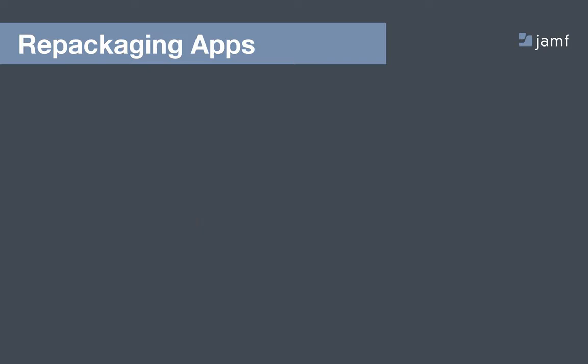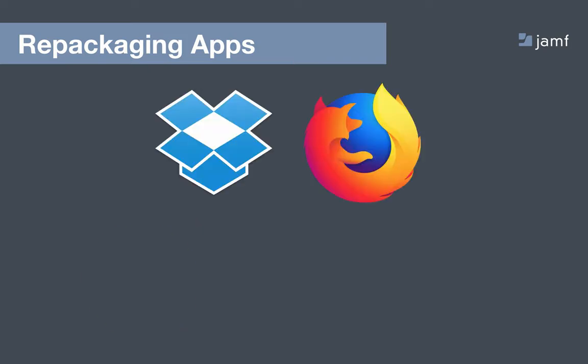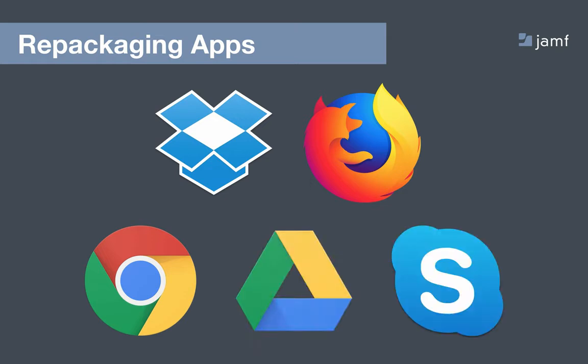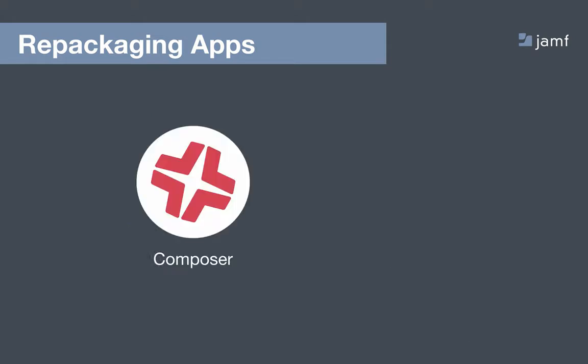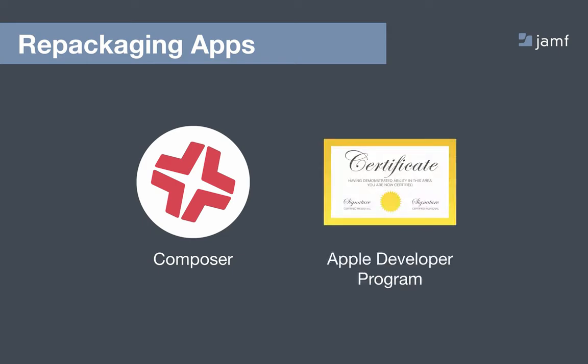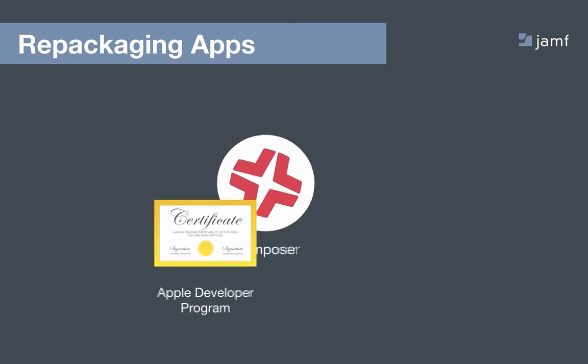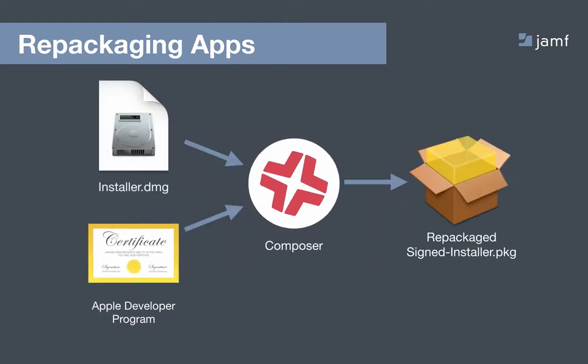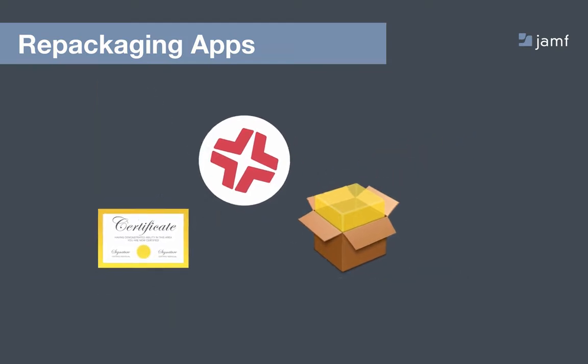Some common apps that need repackaging include Dropbox, Firefox, Google Chrome, Google Drive, and Skype. There are two requirements for repackaging apps to be deployed with Jamf Now: a packaging tool of your choosing, like Composer, and access to the Apple Developer Program in order to obtain an installer certificate. Composer is a powerful tool available from Jamf that can be used to repackage apps from disk images. Using a certificate obtained from the Apple Developer Program, Composer also has the ability to create signed packages, which fulfills the requirements for a package to be deployed with Jamf Now.